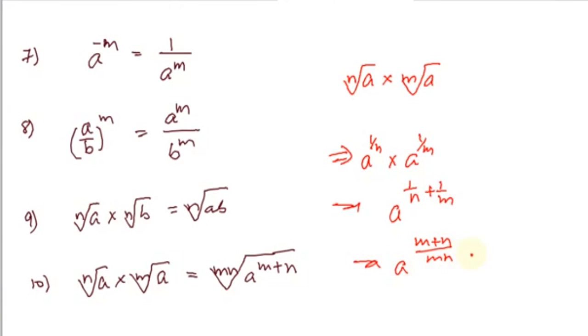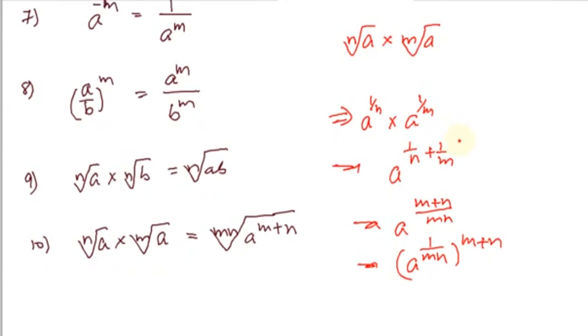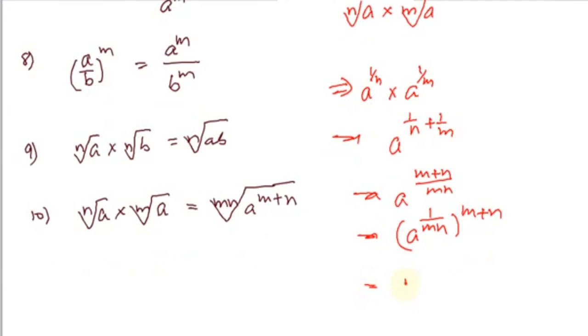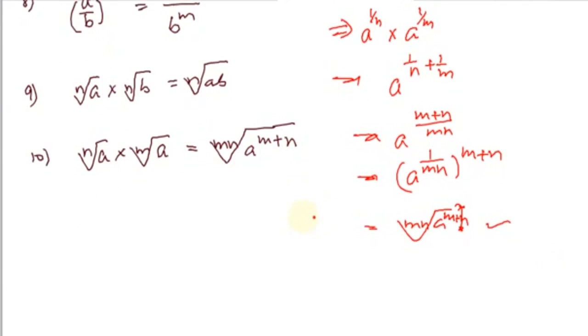If you do the LCM fraction addition, then a to the power 1 by m into n, whole to the power m plus n, I can write. So this is mn root of a, then whole to the power m plus n. The power you can write for individual. So this is the 10th formula.